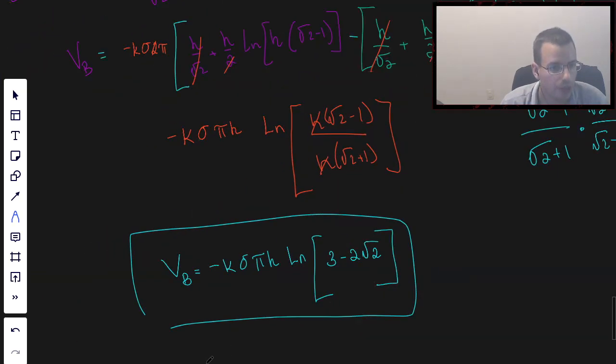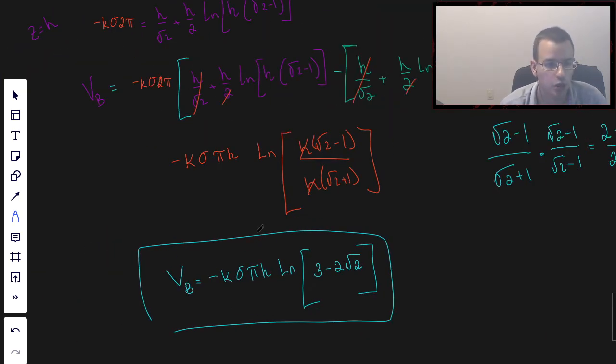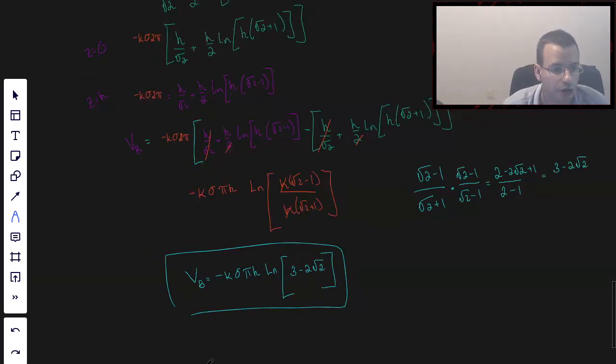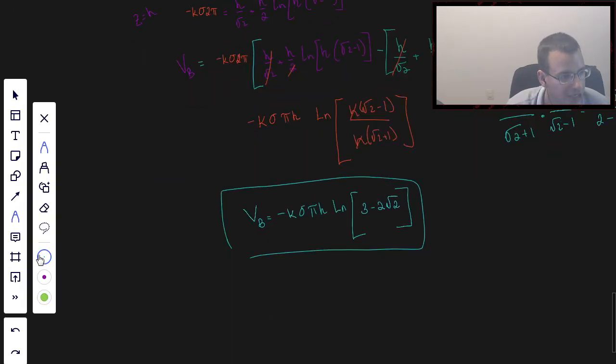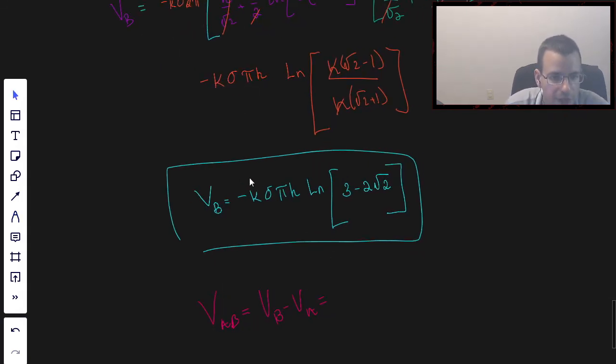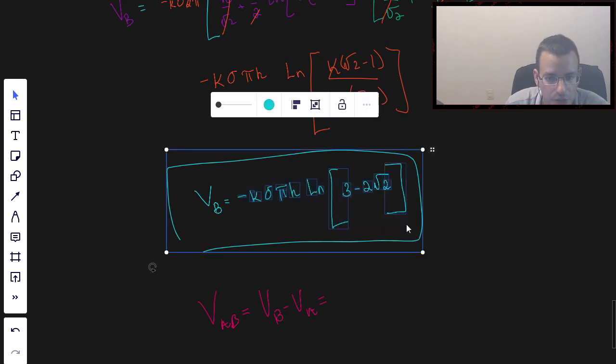So now we have voltage at B. One thing to notice is this is actually a positive number, because this negative and this natural log of a fraction are both going to be negative, so it's going to actually be positive. So to get everything together, voltage AB is voltage B minus voltage A, depending on how you want to write it. And so we are going to have this value right there.